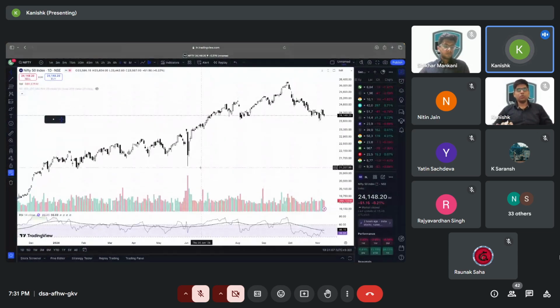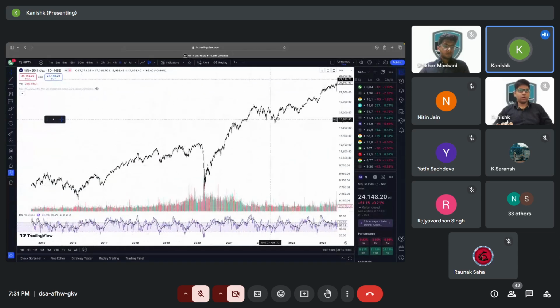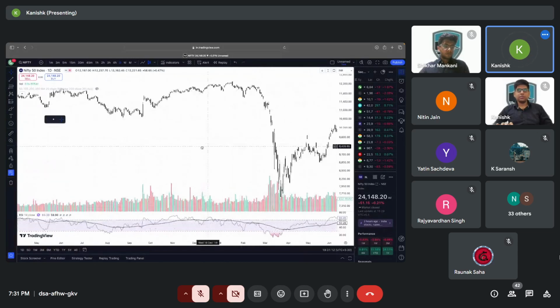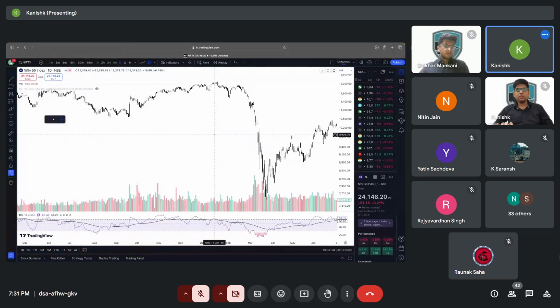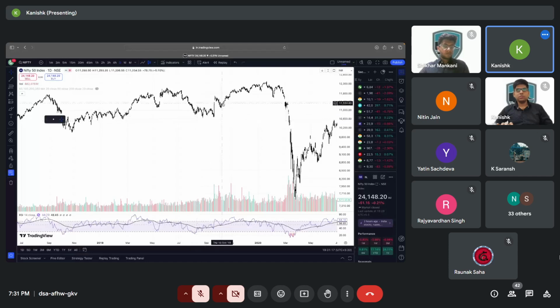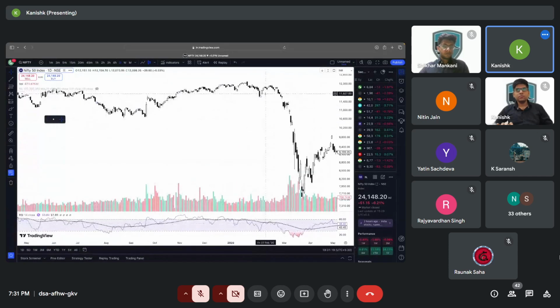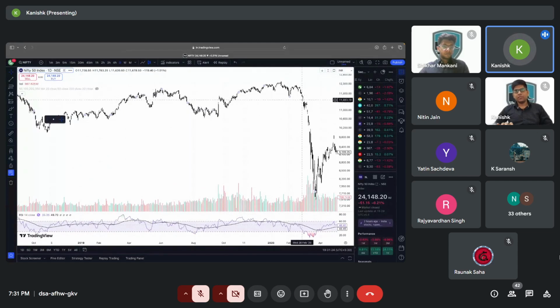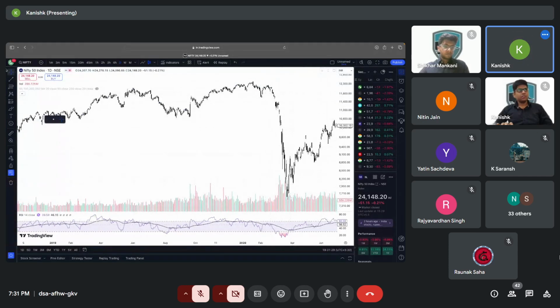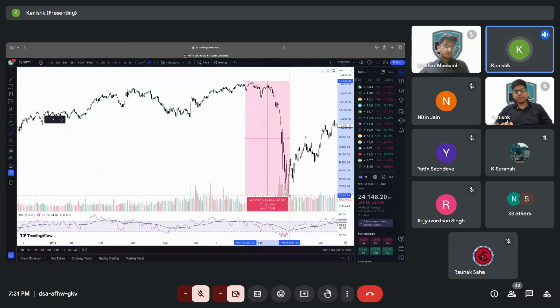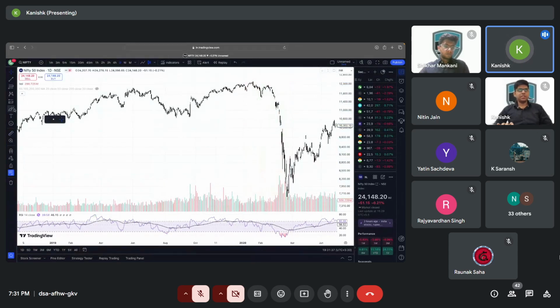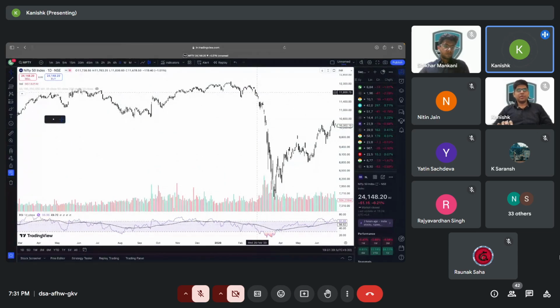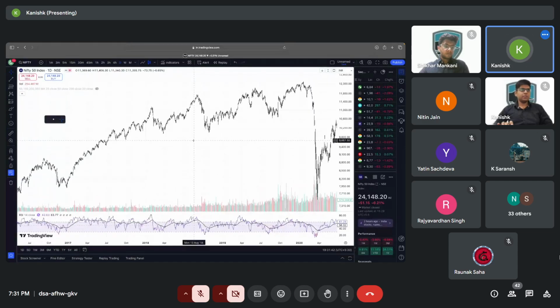I guess it was formed during the COVID crash, if I'm not wrong. Wait just a second. See, this is a double top, and after that the hanging man is formed here, and see the crash after that. This was one of the worst crashes, like 38%. And see, a perfect example of the hanging man.